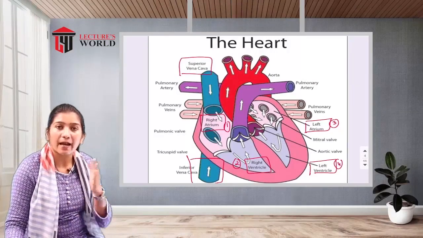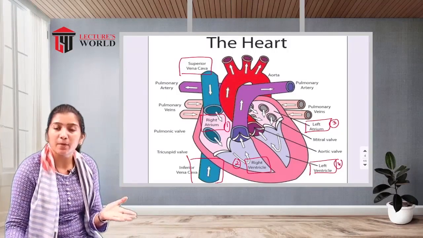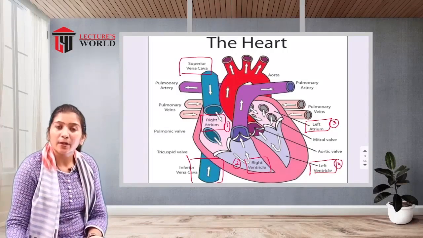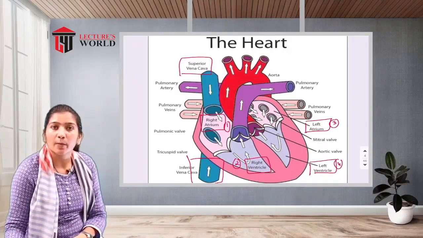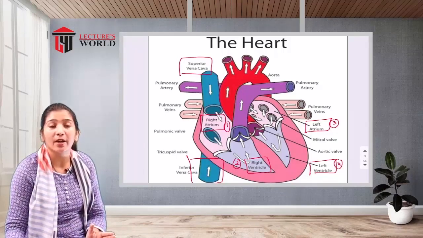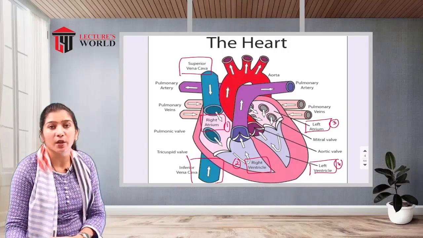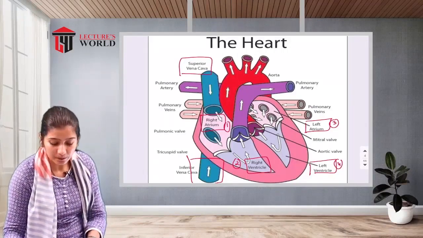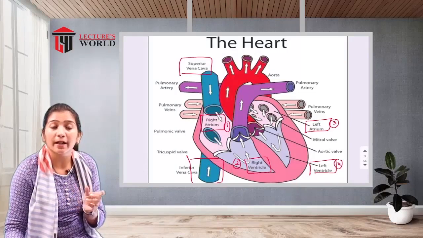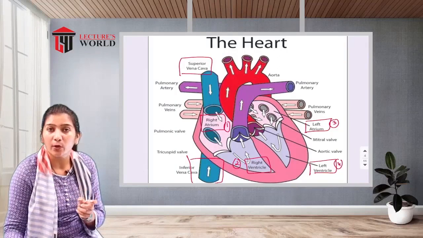The right side is known as the right atrium, the left one is known as the left atrium. Same as the atrium, there are 2 ventricles also present in the heart. The right side is known as the right ventricle, whereas the left side is known as the left ventricle. Now these atria and ventricles are connected via some valves. So we will talk about the valves.